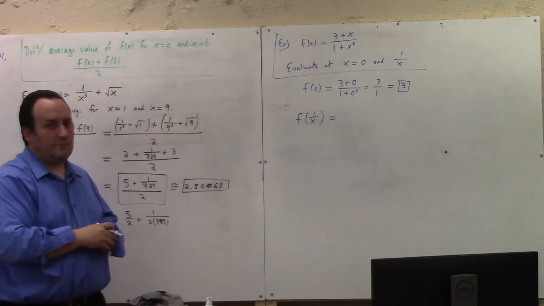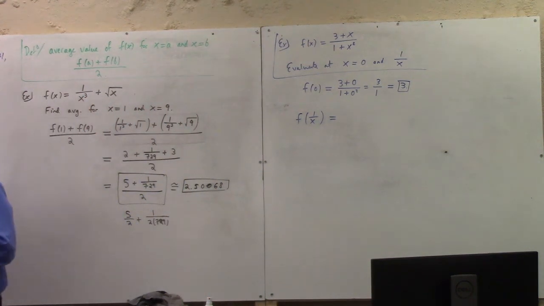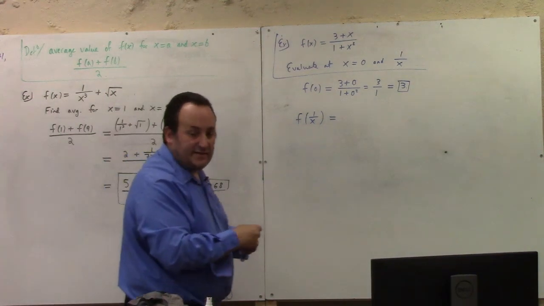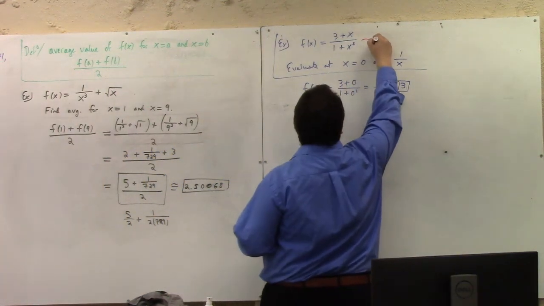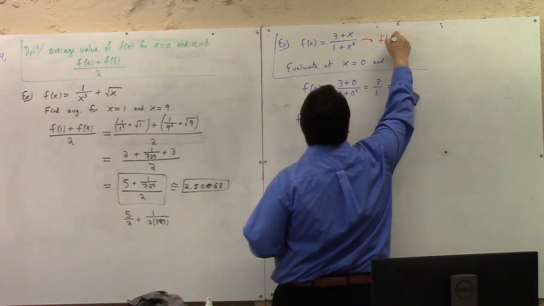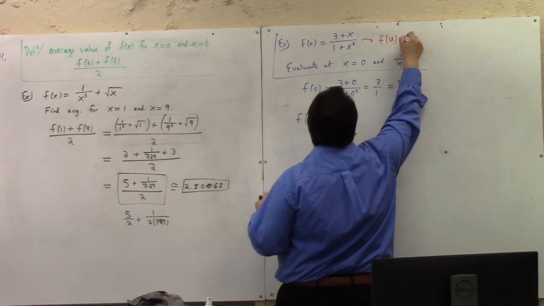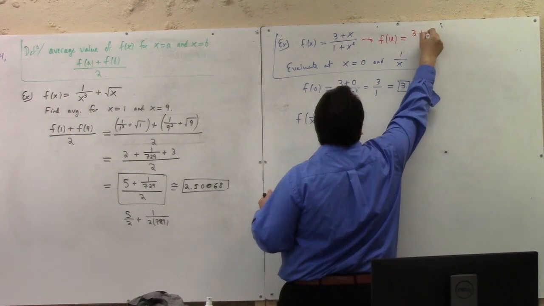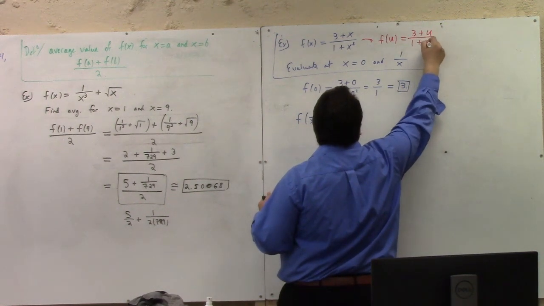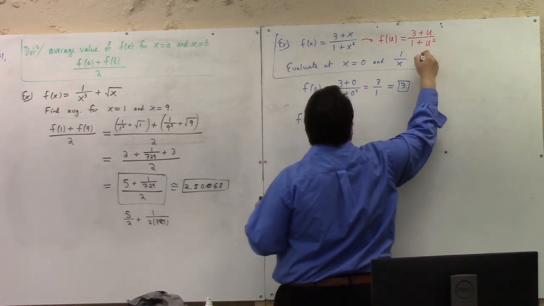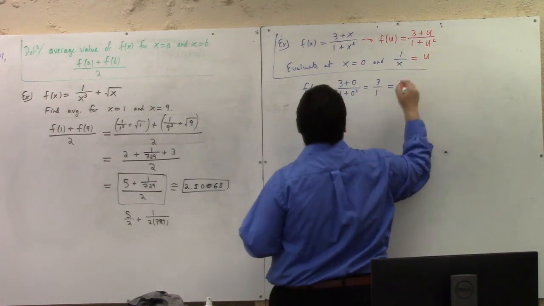So when we come up against a question like this, when you're first learning, it's sometimes helpful to say the formula for the function in a different variable. Like, if f of x is 3 plus x over 1 plus x squared, I can tell you that f of, let's say, u is 3 plus u over 1 plus u squared. So I can think about setting 1 over x equal to u.